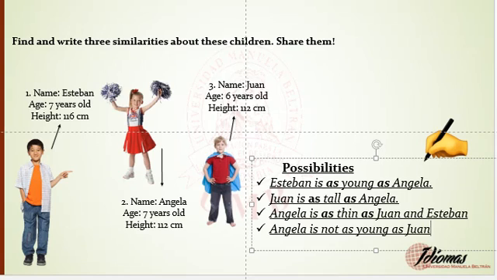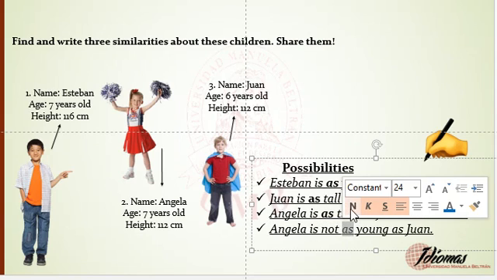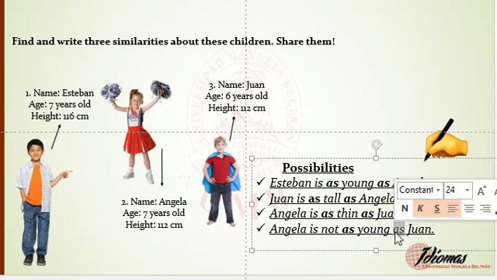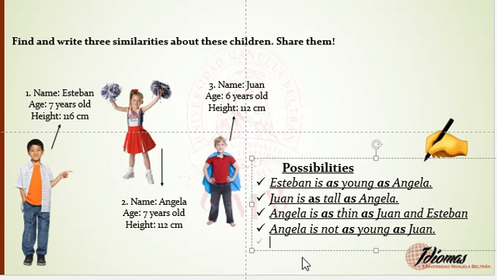Okay. In this case, I found a difference. It's not as young as Juan. In this case, we have a negative sentence. Okay? Pause the video and reflect about it.